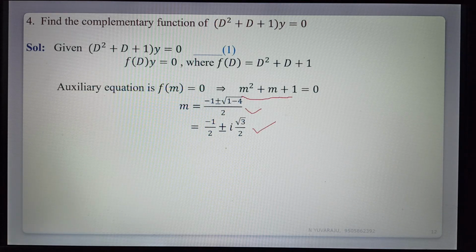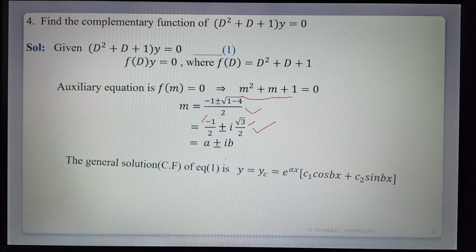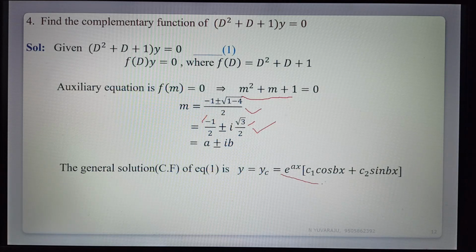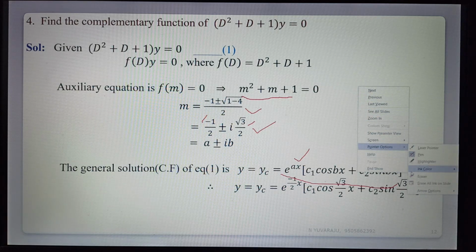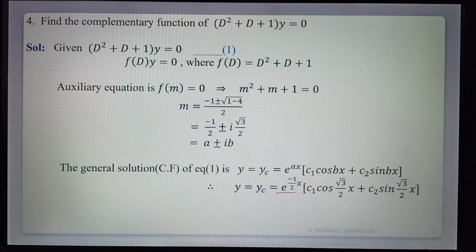The two roots are complex, of the form a ± ib. Here a = -1/2, b = √3/2. So the solution is yc = e^(ax) (c1 cos bx + c2 sin bx). This is the formula for complex roots a ± ib. Substituting, yc = e^(-x/2) (c1 cos(√3x/2) + c2 sin(√3x/2)). This is the solution of the given homogeneous equation.